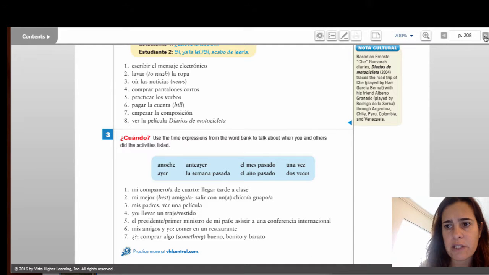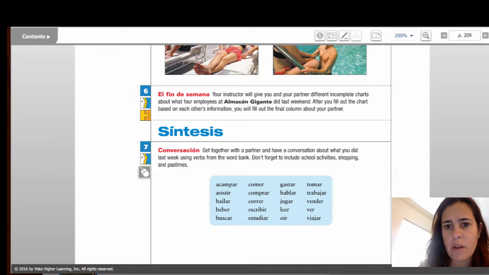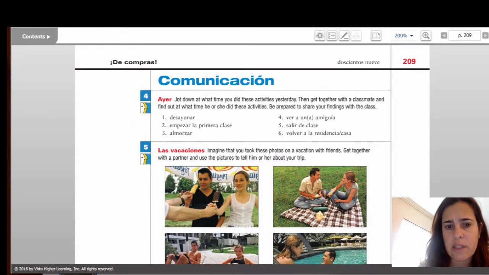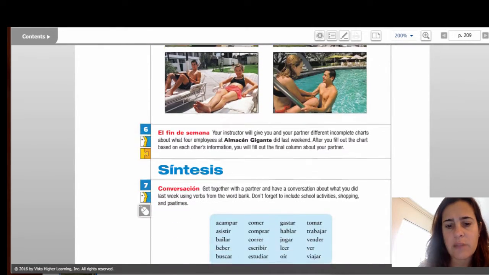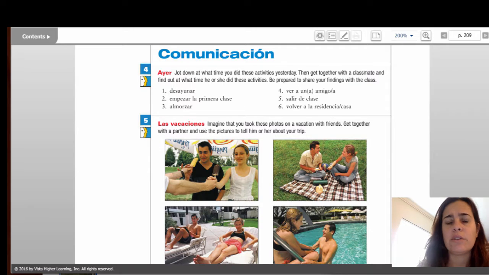We'll do some of these in class. And these activities are the communication activities. We will do them in class too. So I hope this helps you with this section.